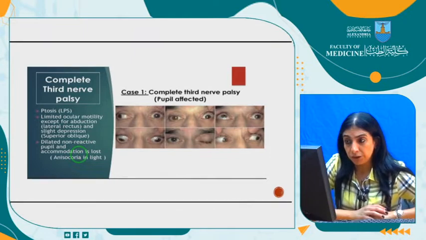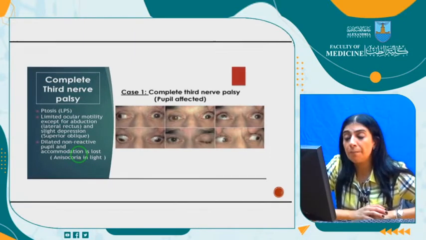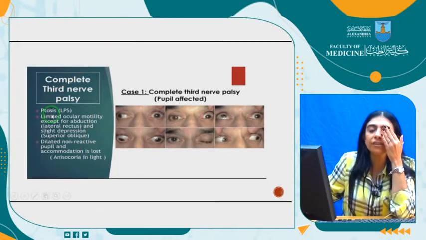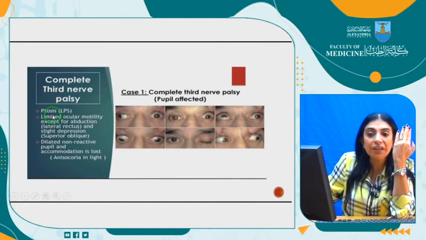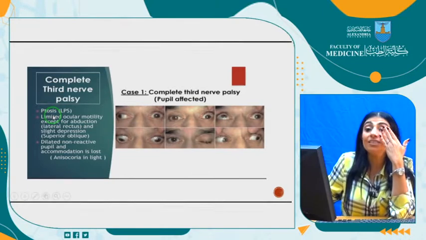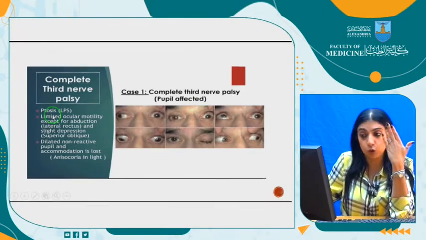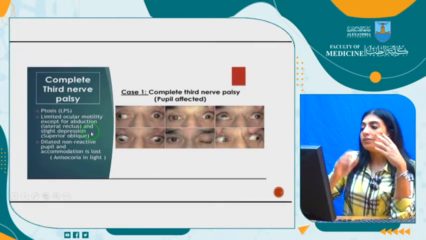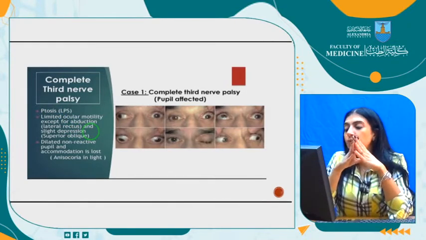Is this patient going to complain of diplopia? No, because of the ptosis. The ptosis covers the affected eye, so the patient doesn't have diplopia and doesn't need to assume any head posture. Okay? What are the causes of the complete third nerve palsy?